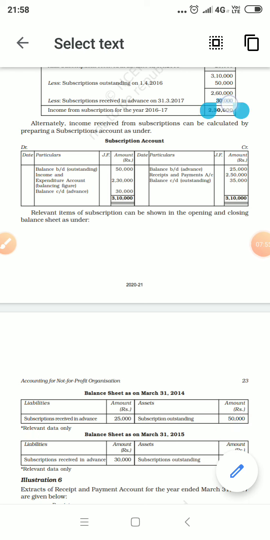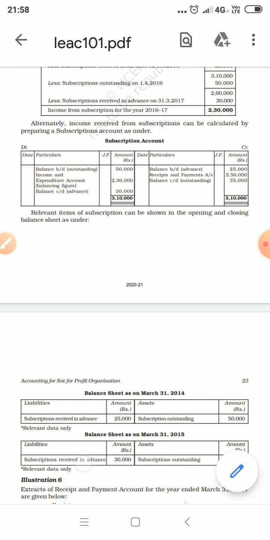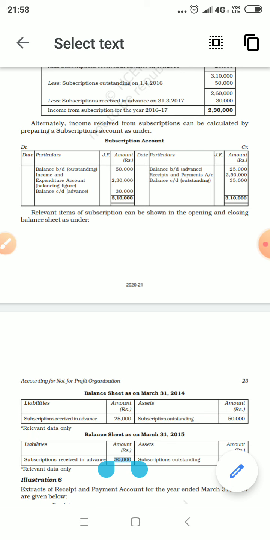Then the current year's prepaid is a liability for the current year, so it will appear in the current year's balance sheet liability side. Okay, so this is what I explained in my previous video, showing by way of arrows where these items will appear.